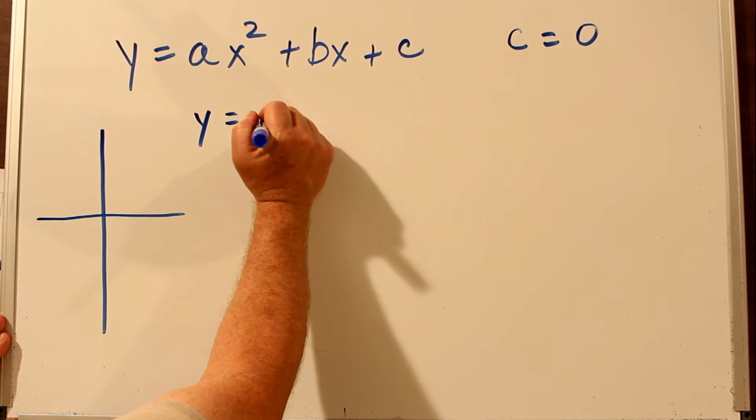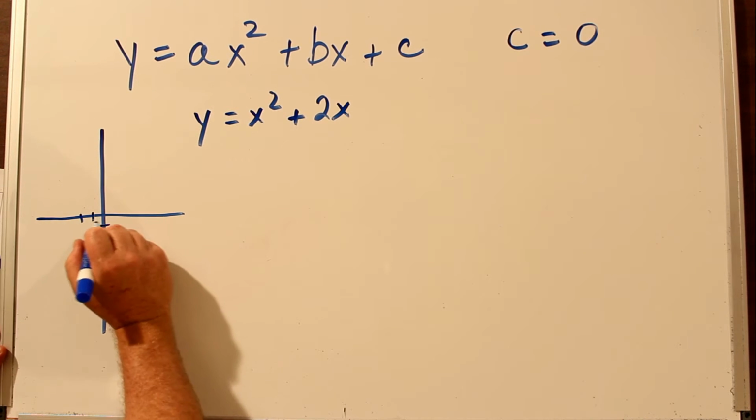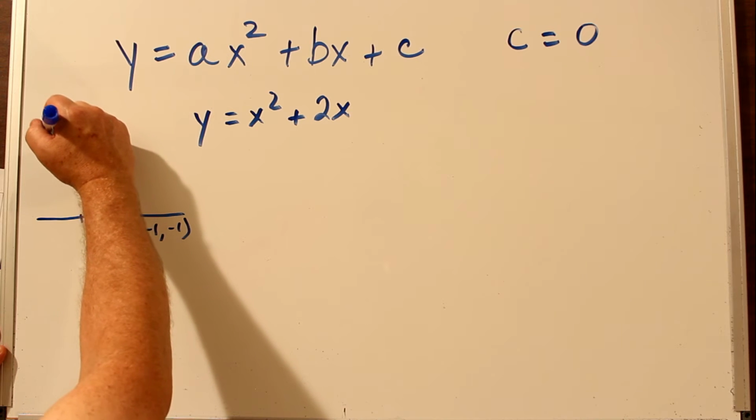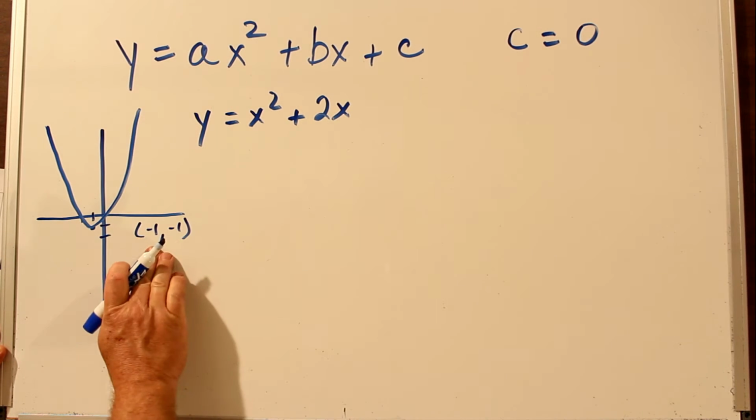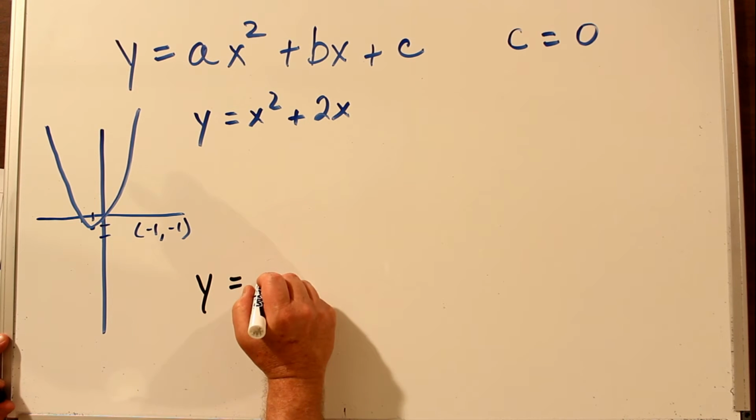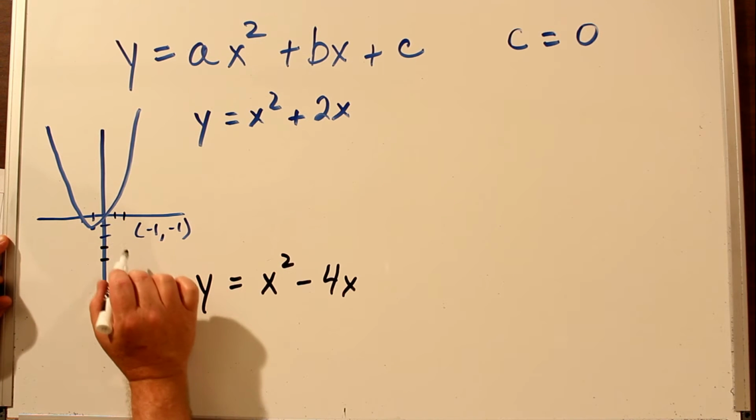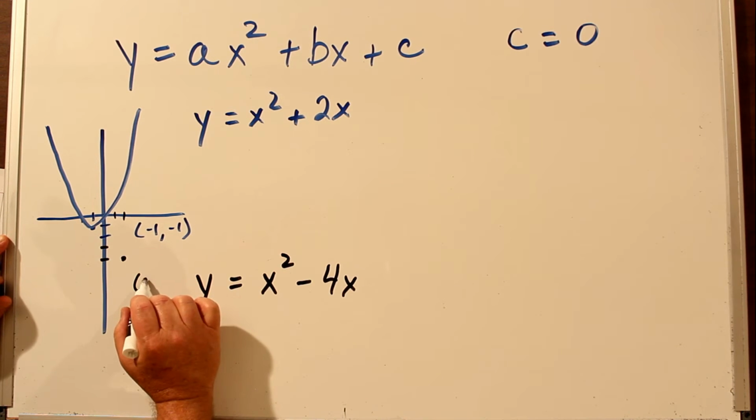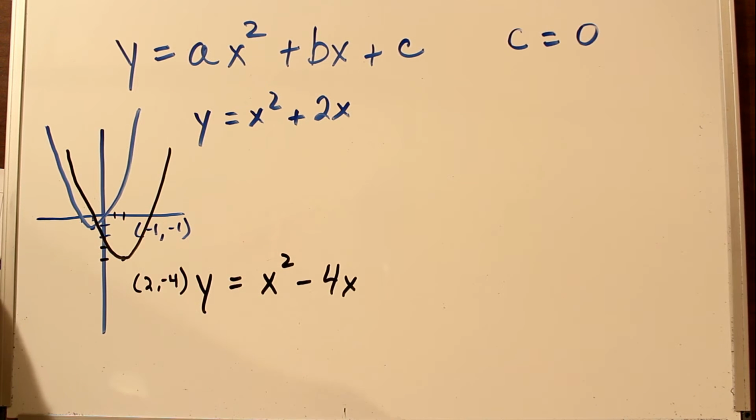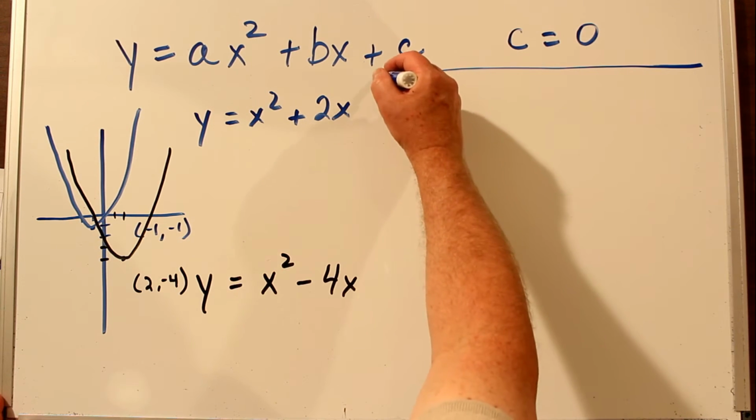When we said y equals x squared plus 2x, we found a shift in the vertex to minus 1, minus 1. The parabola was still average width and still facing upward, but the vertex had shifted to minus 1, minus 1. And then we looked at y equals x squared minus 4x, and the vertex shifted this time to positive 2, negative 4. It was still average width and facing upward. In order to figure out what's going on, we actually have to look at some equations for this one.